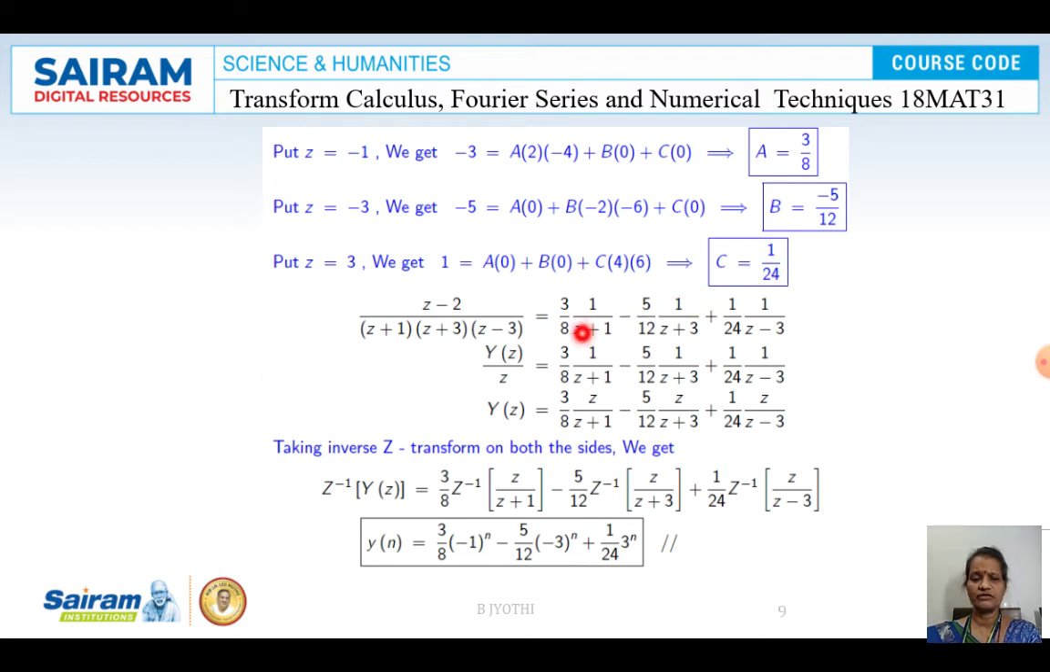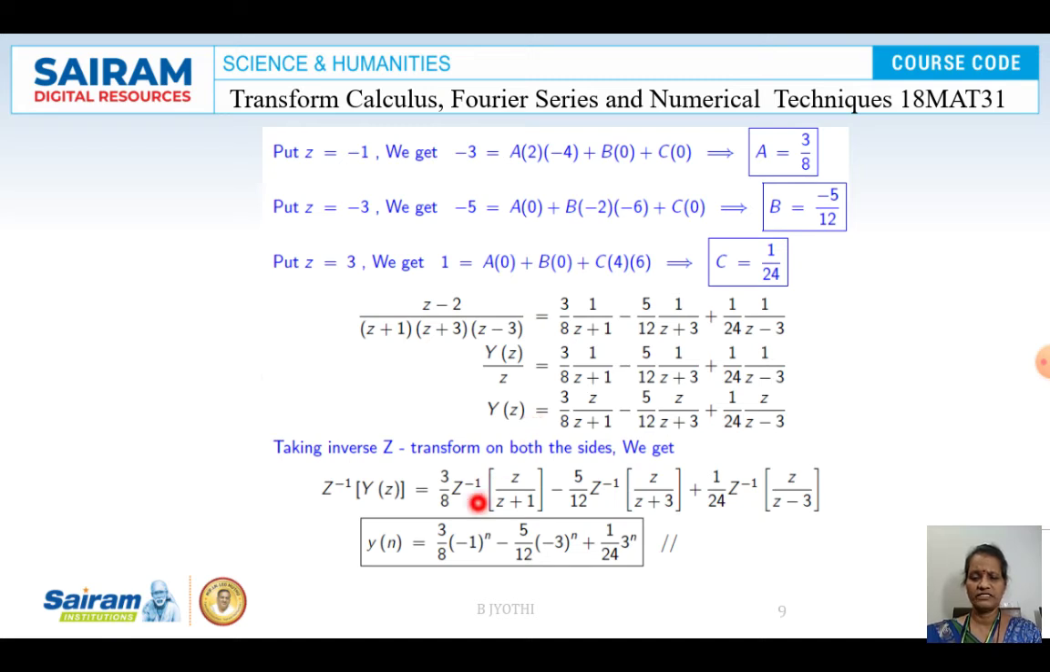Let us substitute the values of a, b, c in this equation. We get Y(z) divided by z is equal to this expression, that is 3 by 8 into 1 upon z plus 1, minus 5 by 12 into 1 upon z plus 3, plus 1 upon 24 into 1 upon z minus 3. This is the expression we are getting for Y(z).